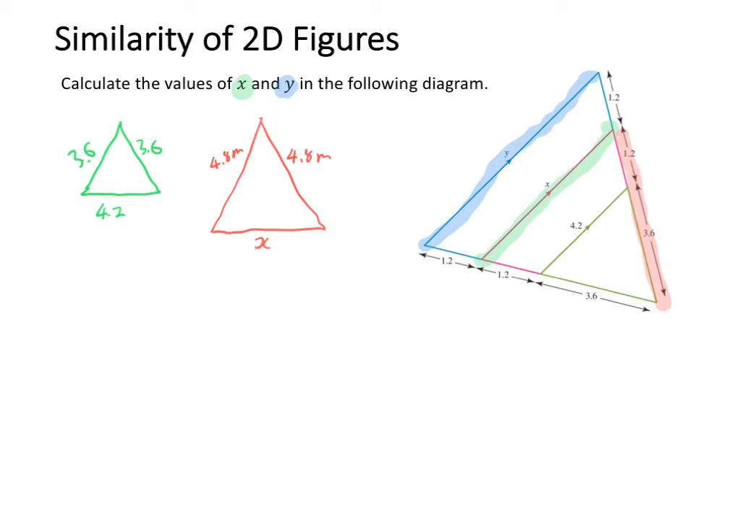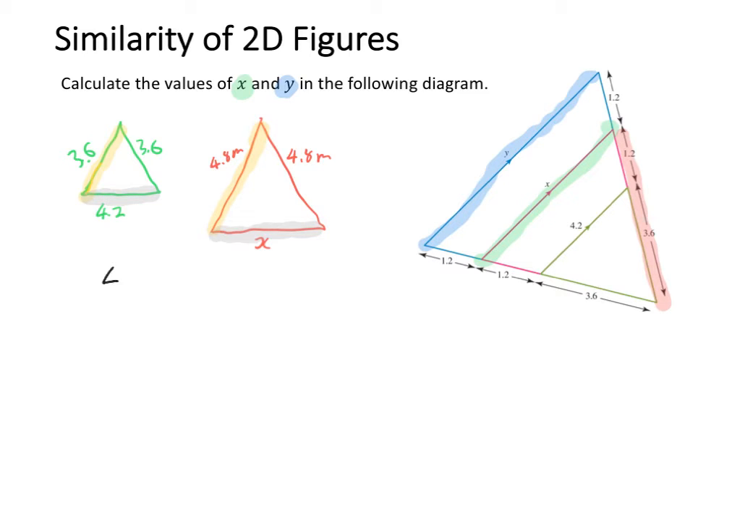Now that we have our two triangles drawn separately, it makes it a little bit easier to calculate the value of x. To calculate the value of x, I can use proportionality. So I need to identify the corresponding sides that I have measurements for. Starting out with 3.6, the corresponding side to 3.6 on the larger triangle is 4.8, and the base of the triangle, 4.2, corresponds to x. So I can write the ratios for both of those corresponding sides as fractions that are equal to each other.